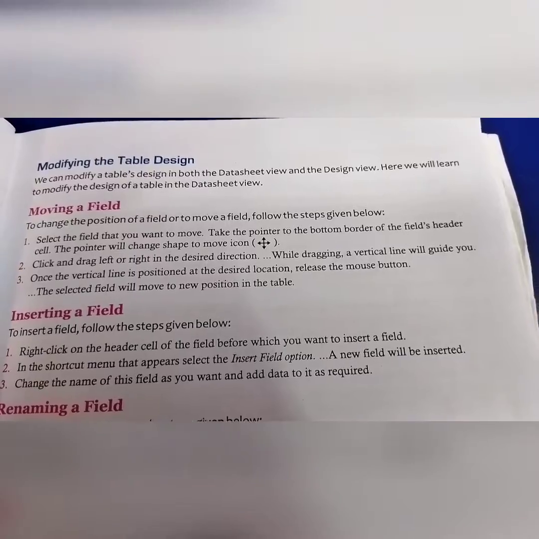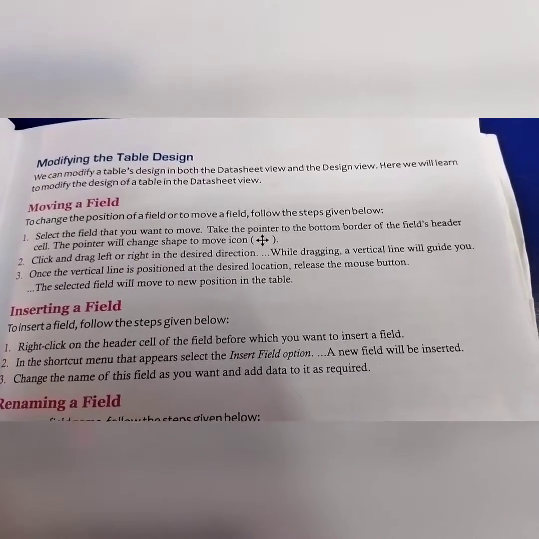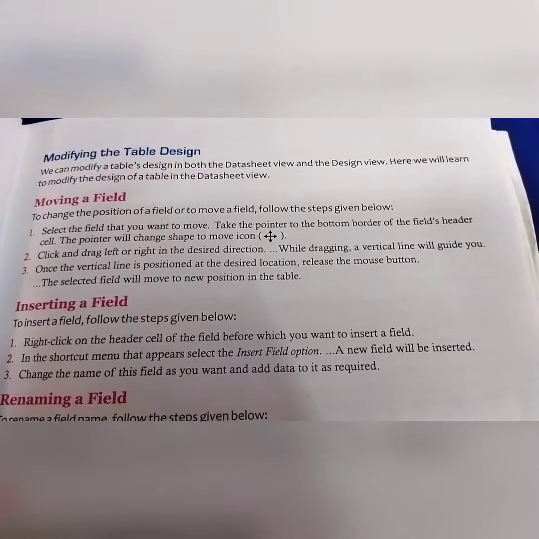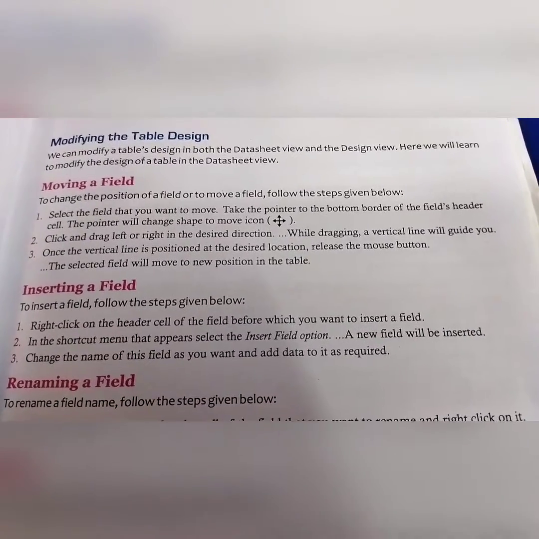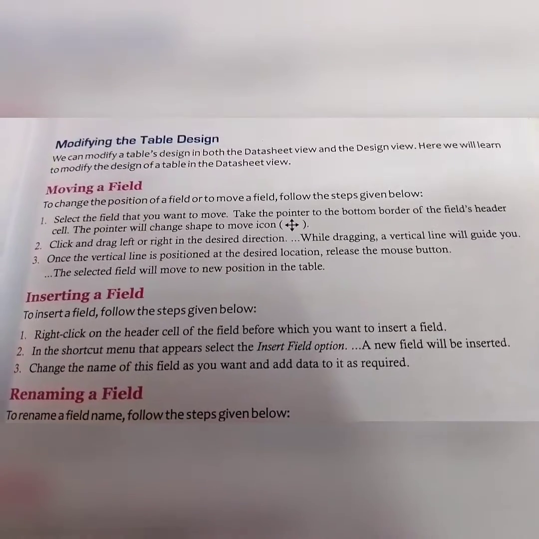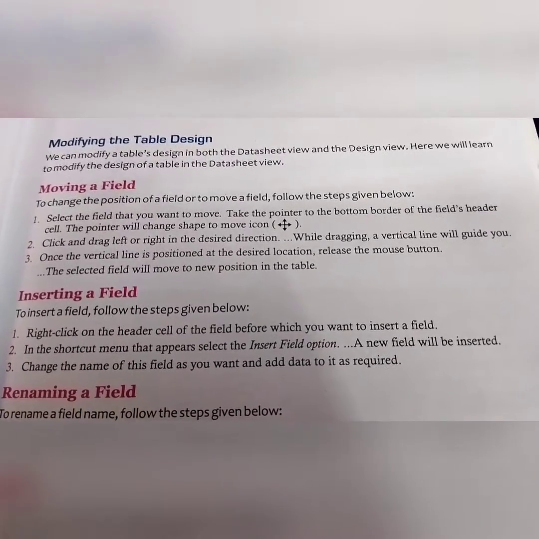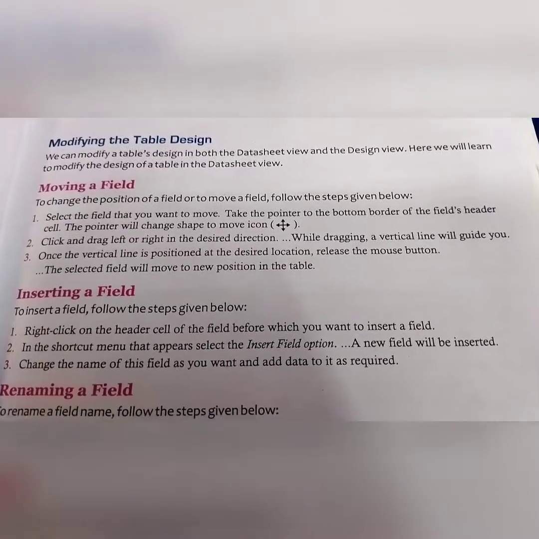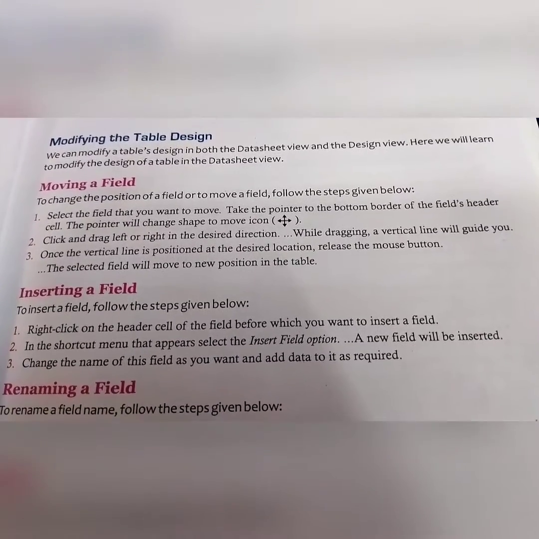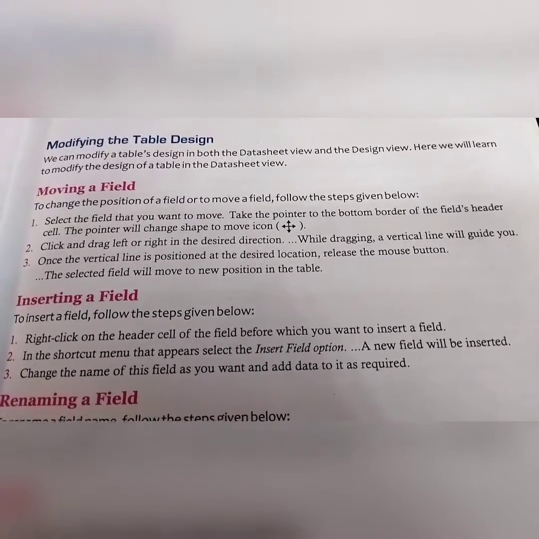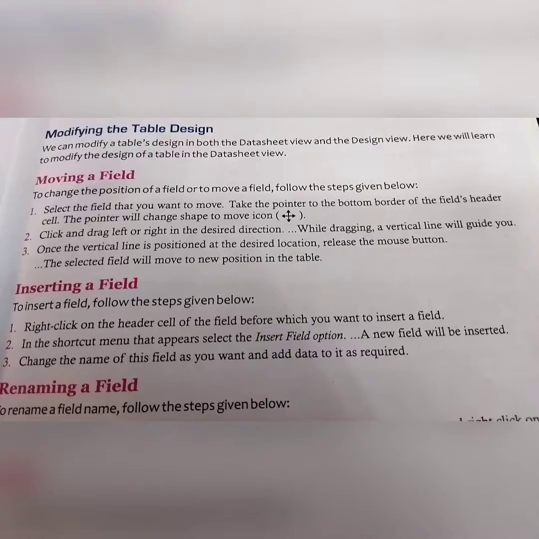First, select the field that you want to move. Then take the pointer to the bottom border of the field's header cell. Then it changes shape to a move icon like this. Now click and drag left or right in the desired direction. While dragging, a vertical line will guide you. When the vertical line is positioned in the desired location, release the mouse button. Finally, the field will move to the new position in the table.